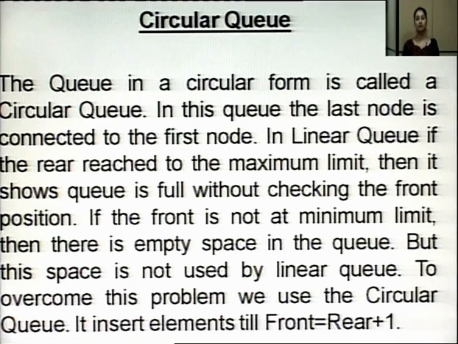In this, the empty space in the queue can be used, either on the front side or on the rear side. We don't just check whether there is empty space in the queue; rather we check whether the rear is full up to the maximum limit. For this I have to check the condition that front is equal to rear plus 1. That means the value of front is equal to rear plus 1.